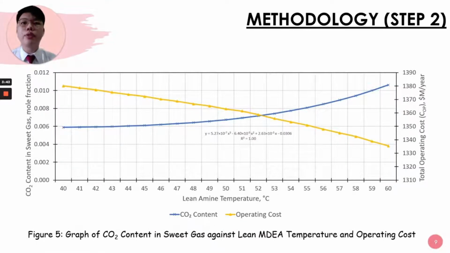Lastly, based on Figure 5, the composition of carbon dioxide in sweet gas shows an inversely proportional relationship with the lean MDEA temperature, which is in line with Henry's law. For the total operating cost, an opposite trend was acquired. When the lean MDEA temperature decreased, the amount of energy required for the air cooler to cool down the MDEA solution increases. Therefore, the operational cost increases.